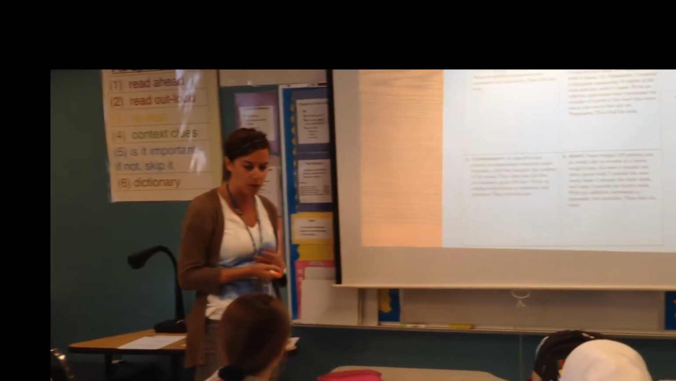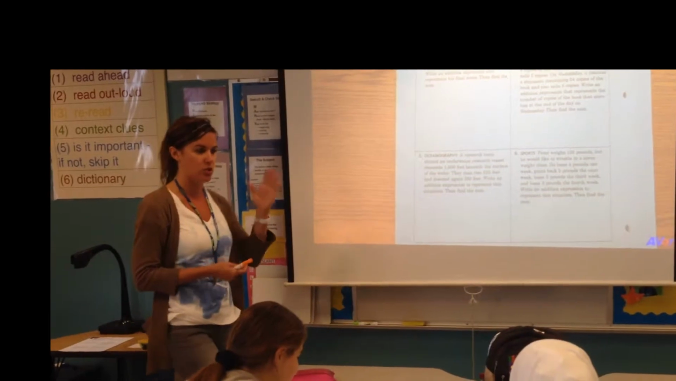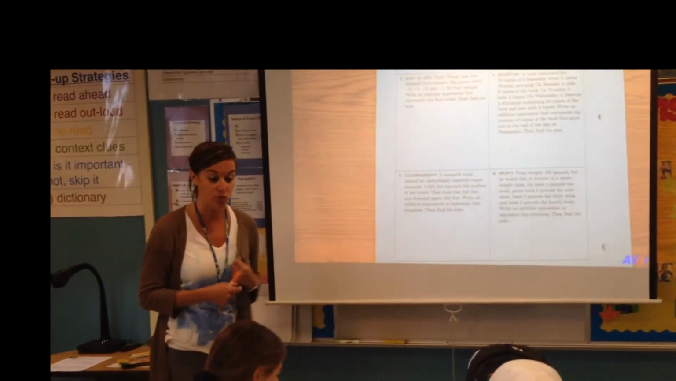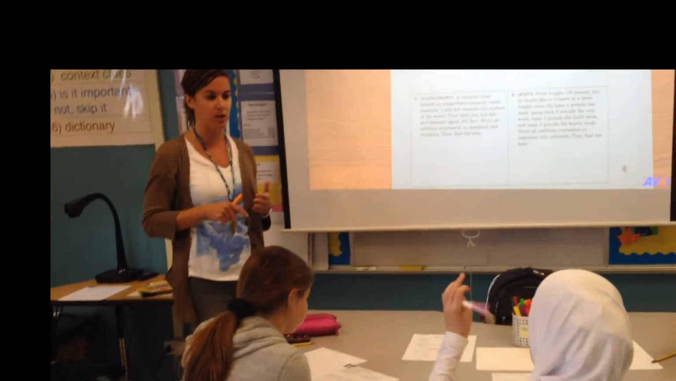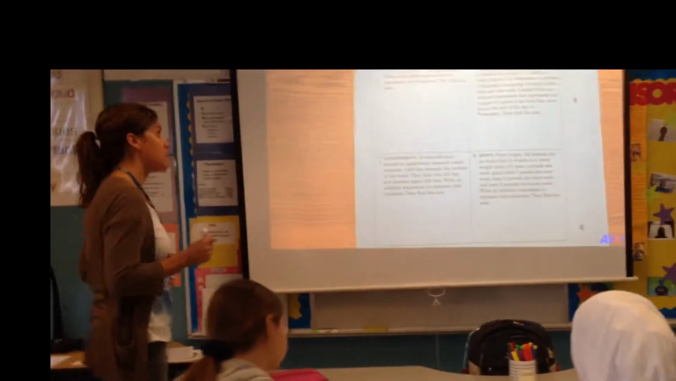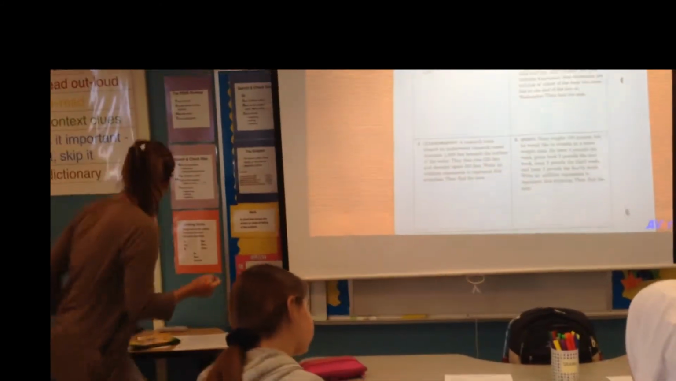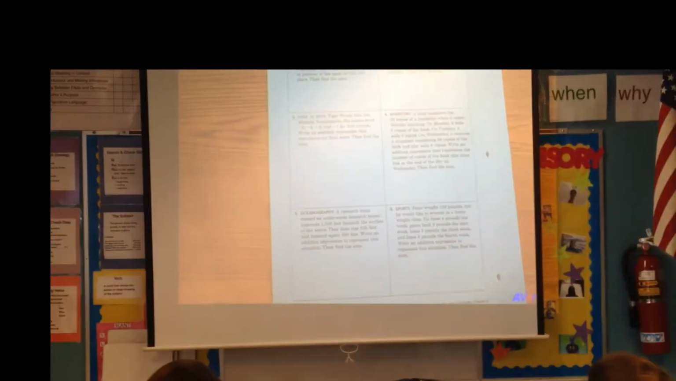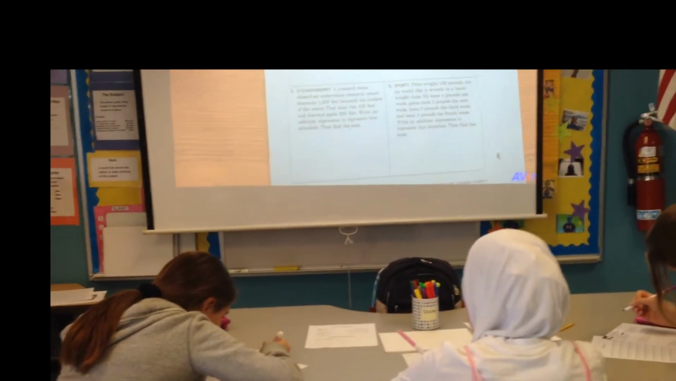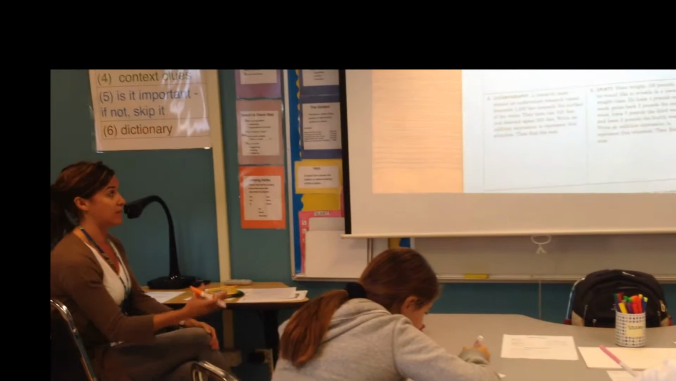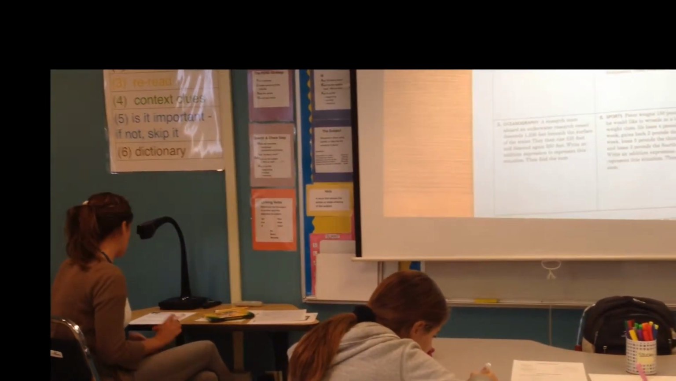So, the first thing we should underline is important information that we'll need. What's something important that we'll need to know in order to solve this problem? Look at the problem, what is it telling us? And raise your hand when you think you know. Perfect. So we're going to underline loses 5 yards. Why would we underline that? Because it tells you how many you lose. It tells you exactly how many you lose, okay?